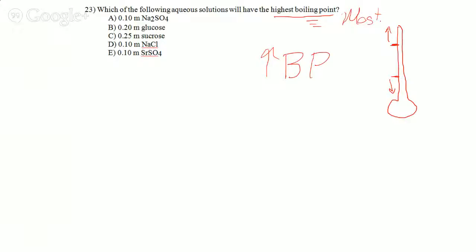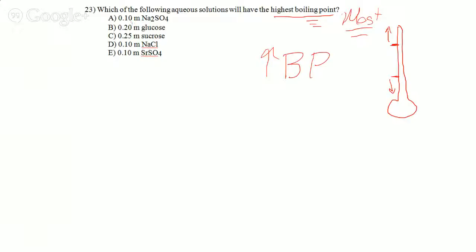23. Which of the following aqueous solutions will have the highest boiling point? Now we're dealing with a new property, boiling point. As you dissolve stuff, the boiling point goes up. I picture a thermometer. If this is my boiling point and this is my freezing point, this gap gets bigger. The freezing point drops and gets lower, and the boiling point goes up as you dissolve stuff. So the highest boiling point would be the most effect. Which one has the most effect?